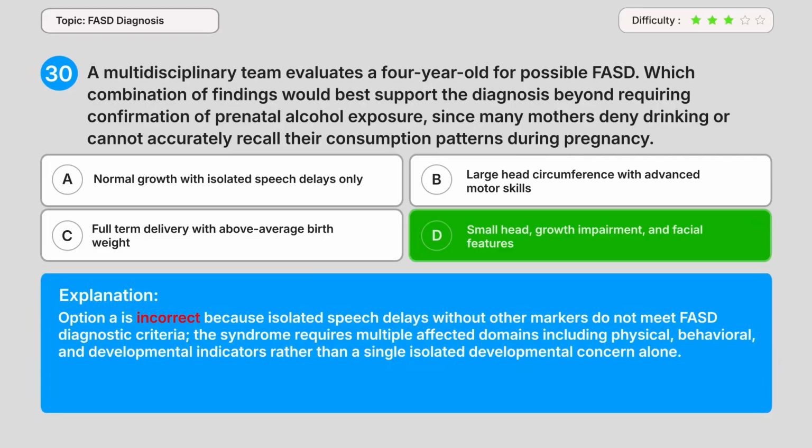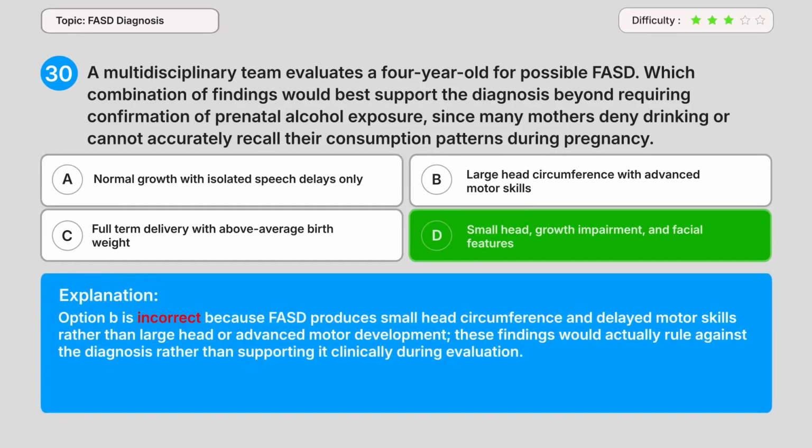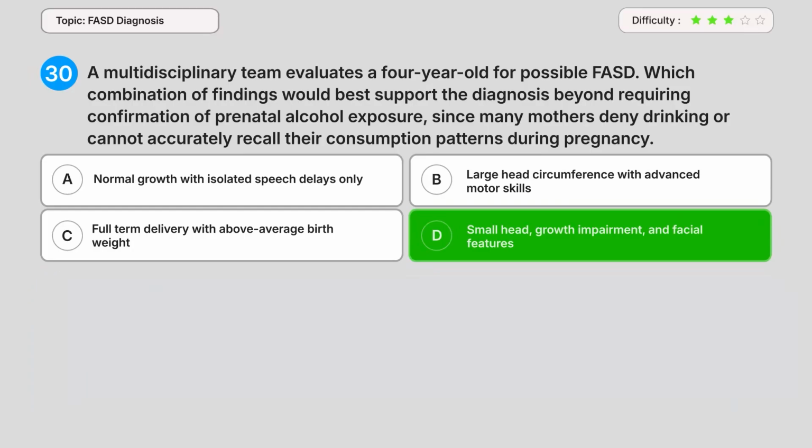Option A is incorrect because isolated speech delays without other markers do not meet FAS diagnostic criteria. The syndrome requires multiple affected domains including physical, behavioral, and developmental indicators rather than a single, isolated developmental concern alone. Option B is incorrect because FAS produces small head circumference and delayed motor skills rather than large head or advanced motor development. These findings would actually rule against the diagnosis rather than supporting it clinically during evaluation.